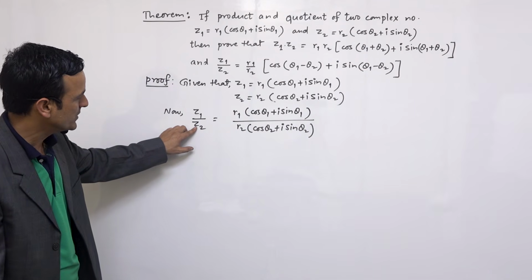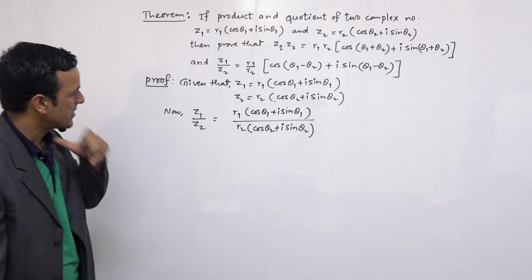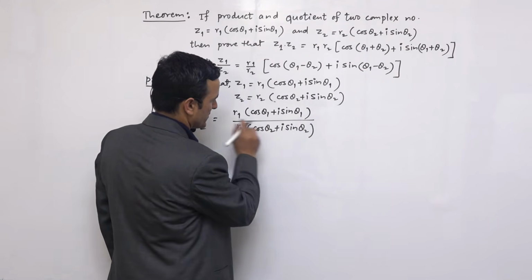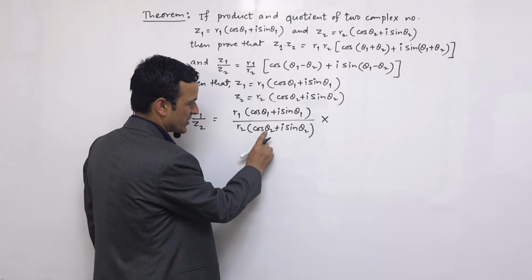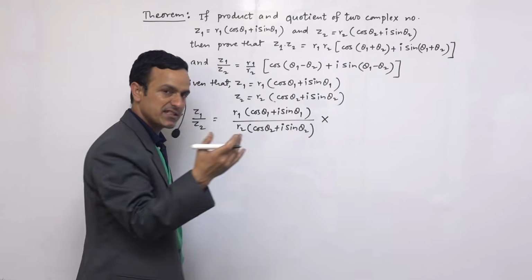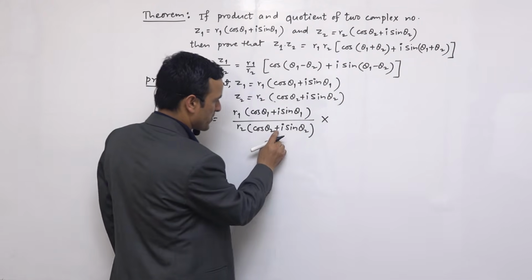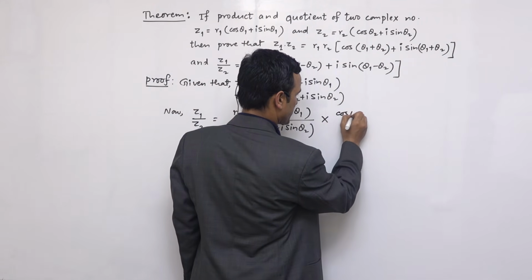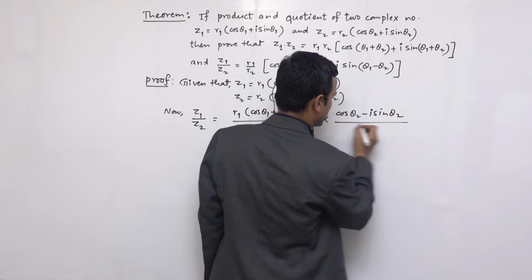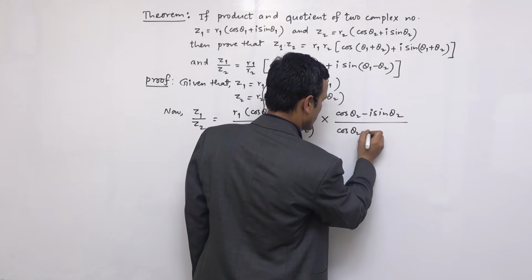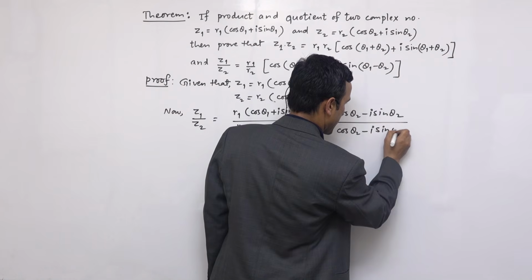Z1 upon Z2, so how can we solve here now? For this we can take the conjugate of this term, rationalizing the denominator. So plus becomes minus: cos theta 2 minus i sin theta 2, divided by cos theta 2 minus i sin theta 2.